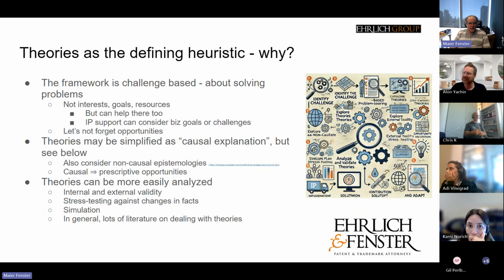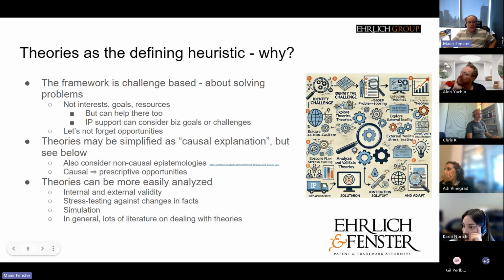The theories can be overly simplified as being causal explanation, but I want to remind you that there are other types of theories, some that are non-causal, and I give a link to one if you're interested. In general, when you have something causal, it naturally turns into prescribing where you have opportunities. In other words, if A causes B, then changing A, changing the relationship between A and B are natural outcomes of that analysis. So these theories can be more easily analyzed. You can check to see that they're valid both internally and externally, where internally means that they're coherent and externally means that they have whatever effect it is you think they might be having.